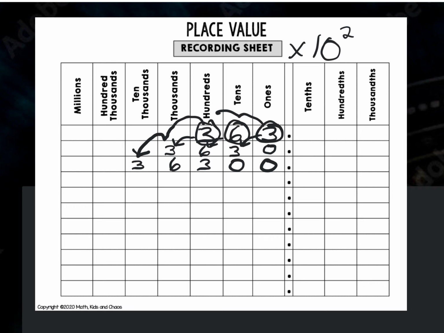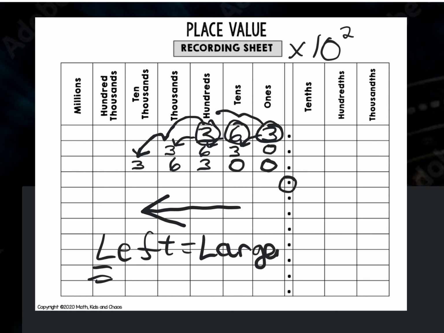So we could recognize the pattern that when a decimal or any number is multiplied by a power of 10, the digits are going to shift to the left. Now what this does is it makes it appear that the decimal is moving to the right. But what's actually happening is the digits are moving to the left on the place value chart. And we can think of the L in left to remind us that the number is getting larger, like the L in larger.